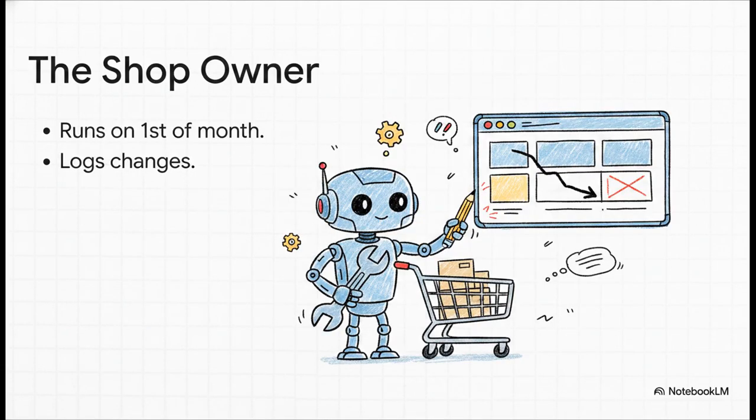Third, the e-commerce shop owner. You know you need to constantly optimize your product pages, but let's be real, you never have the time. So you create a loop that runs on the 1st of every month. It reads your sales data, identifies the top 3 items that have high traffic but terrible conversions, and automatically rewrites their copy with stronger hooks and calls to action. It even logs every single change it makes so you can track it.